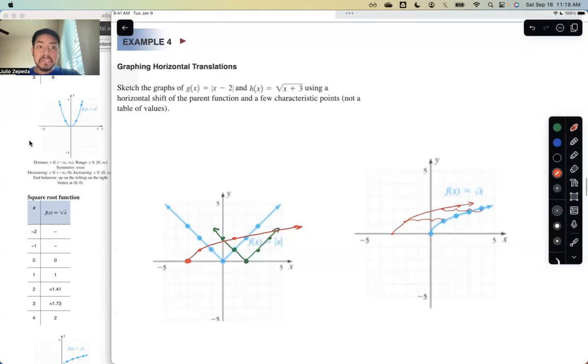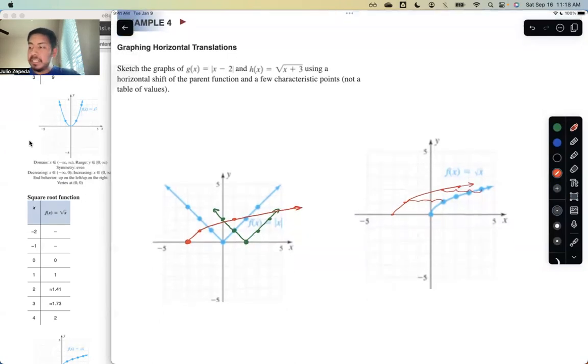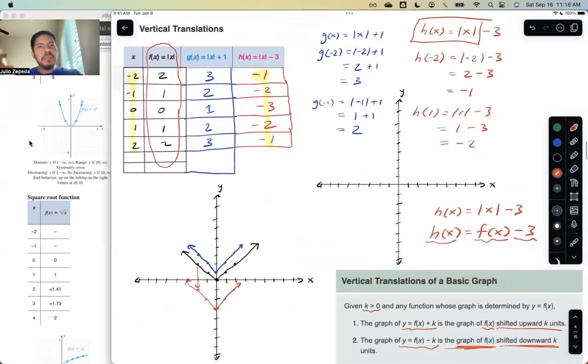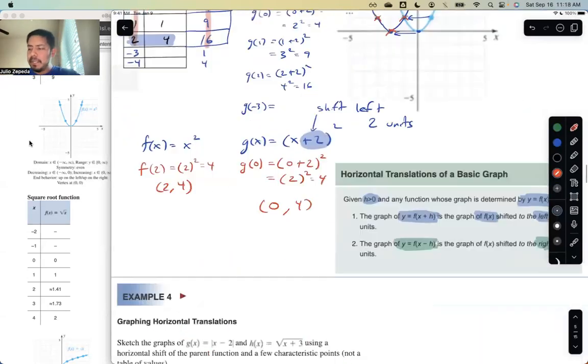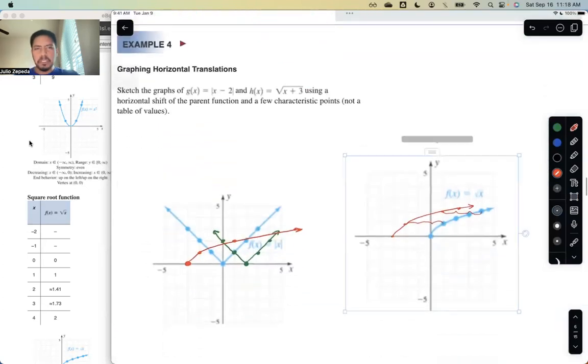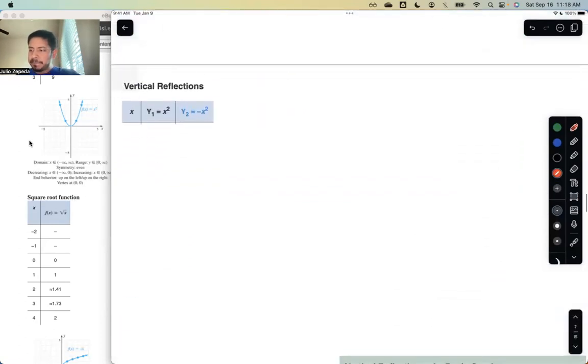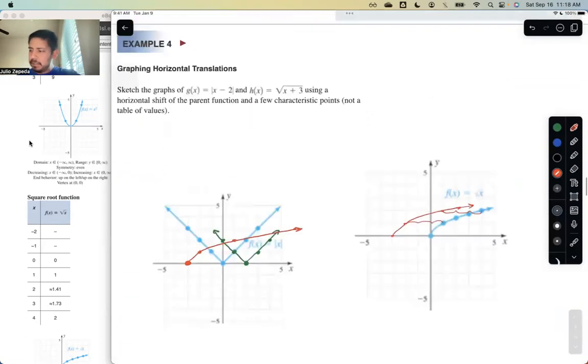All right. So very quick, no calculation. I went through a lot of calculations with some of these just to show you can plug in a bunch of numbers if you want to and get your graphs that way. But once you're comfortable with it, you can just slide the graph over. Okay, vertical reflections for y equals x squared.